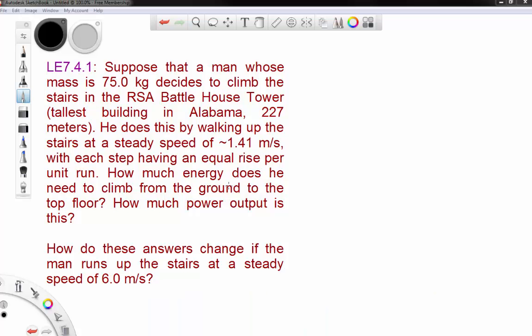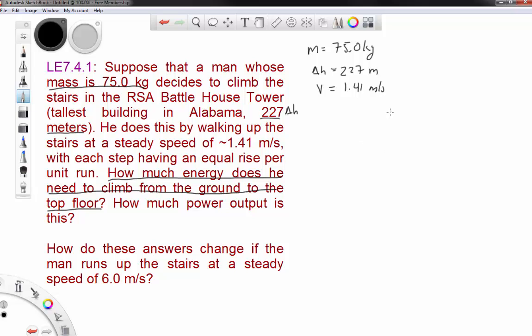Okay, so first of all, we've been given the mass. Mass is 75 kilograms, so M equals 75.0 kilograms. This right here is our change in height, so this would be delta H. So let's go ahead and say delta H is 227 meters. And he's going to do this at a steady speed of 1.41 meters per second, so we could try to include that as well. V is 1.41 meters per second. So we want to know how much energy does he need in order to do this.